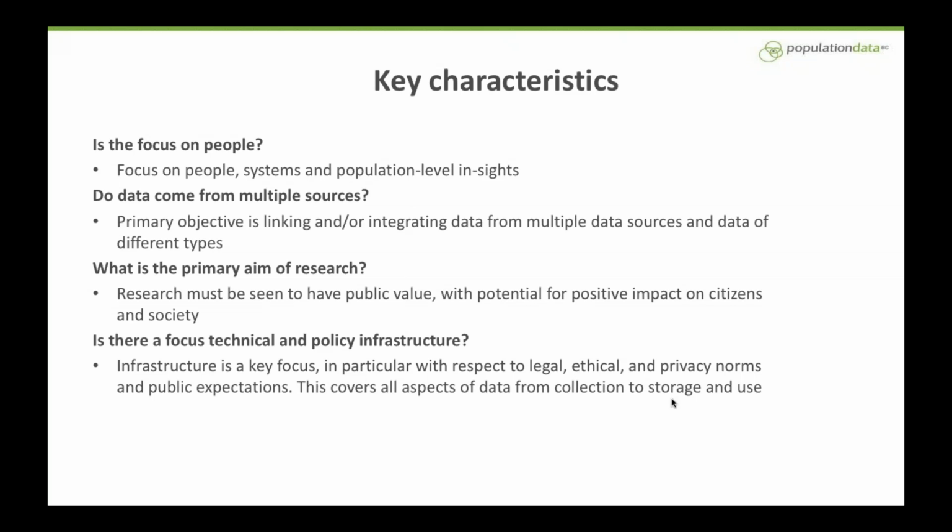And what is the primary aim of the research? It needs to have public value, potential for positive impact, and is there a focus on infrastructure, which is very key in terms of creating safe research environments, whatever the model is, whether distributed or repository, however the setup is made. The infrastructure is key, the analytical platforms, the methodologies around it, and the legal and ethical and privacy norms, along with public expectations for social acceptability. So population data science covers all these aspects altogether.